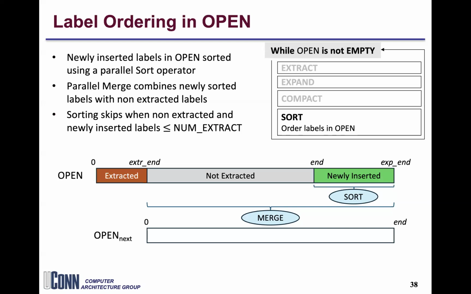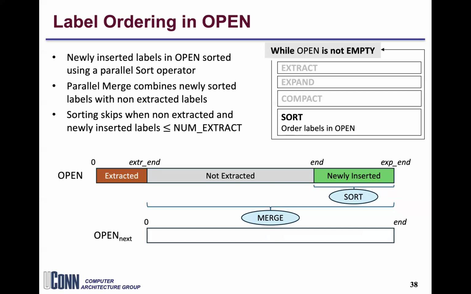The last thing is ordering. We have three things that we want to keep in open: the labels that I've extracted, the labels I did not extract, and the labels that I generated during my expansion. Right? These newly inserted labels have to be sorted. So we use a parallel sort on the GPU or a CPU parallel sort. And then all we have to do is just merge them with these non-extracted labels that are pre-sorted because they were sorted in the previous iteration. Right? And then we prepare the next open, and that's how the iterations flow.